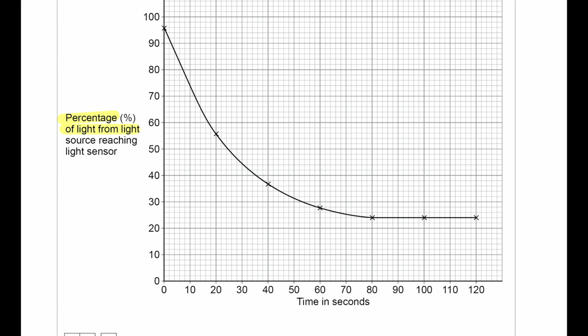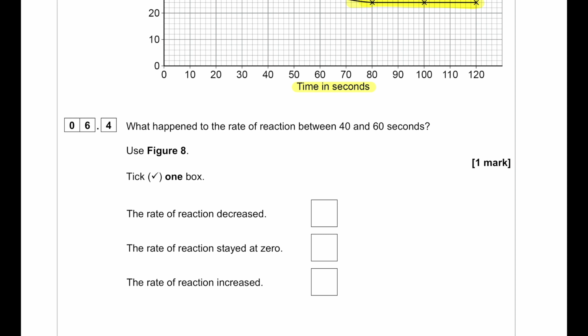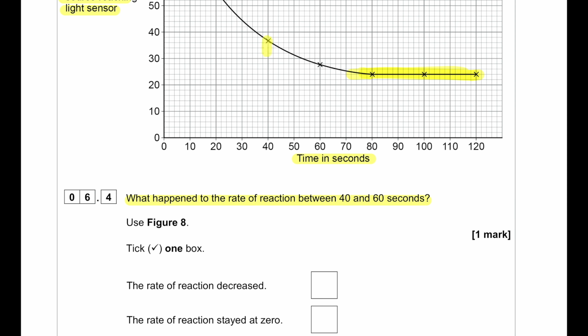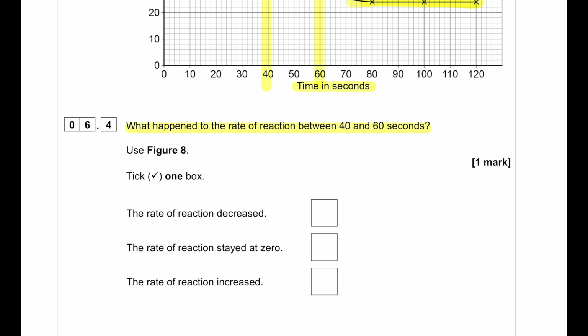The percentage of light from the light source reaching the light sensor slowly decreases as the time passes, and then it levels off. What happened to the rate of reaction between 40 and 60 seconds? So between 40 and 60 seconds, we can see the rate is gradually decreasing. All right, the rate of reaction gradually decreases. So this one is the answer.